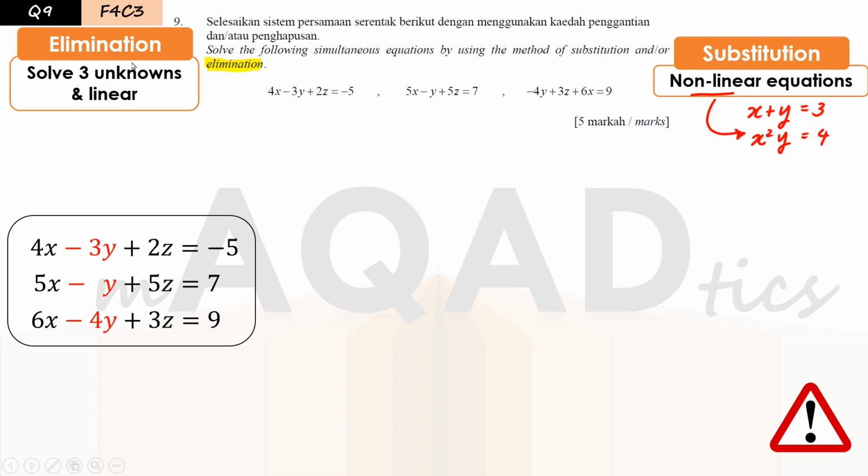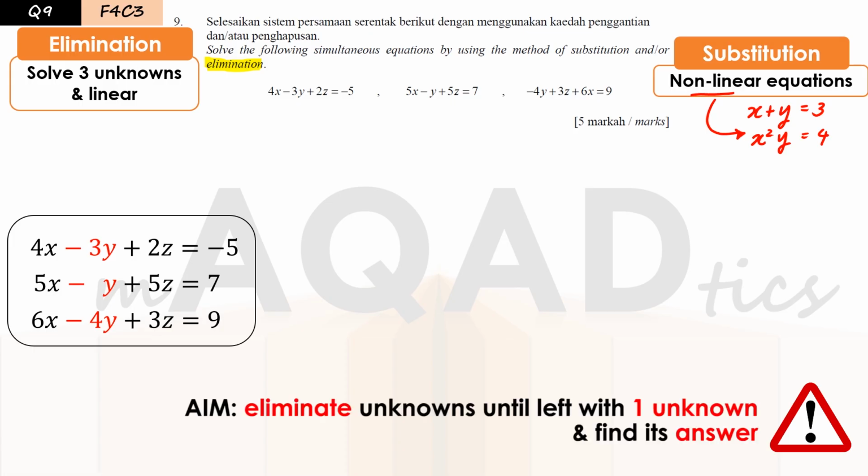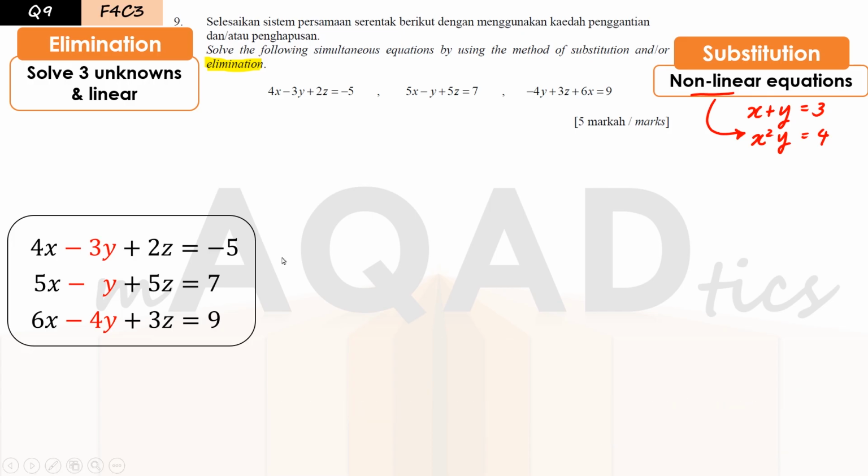Okay. And another thing, before we go into the steps, we need to understand the method of elimination first. Alright, so with elimination, the aim is actually to remove the unknowns one by one until we are left with one unknown, and then we find the value of that unknown. So that's why for the first step, we are going to choose the first unknown that we are going to eliminate. So for this case, I'll be choosing y.